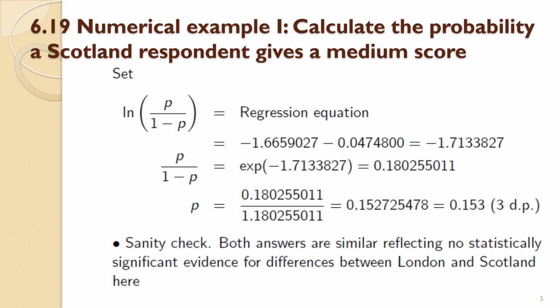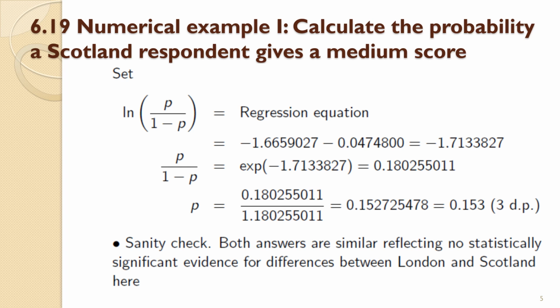So here what we've got is no significant regional effects in the probability of awarding a medium score, so you'd expect similar answers for both London and Scotland, whereas when we had evidence of a significant difference, you got markedly different numerical calculation answers. So the same set of commands as before then: set the log of the probability over 1 minus probability equal to the regression equation.